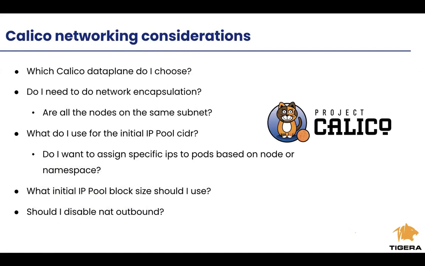But Calico can allow you to define different IP pools. It could be one 10 dot, the other could be 172 dot, and based on namespaces or labels for deployments, select the IP range to be from that specific pool. And there are definitely some use cases for that.